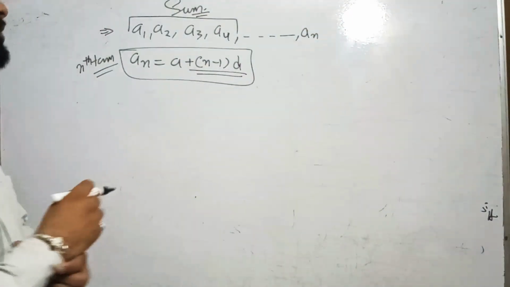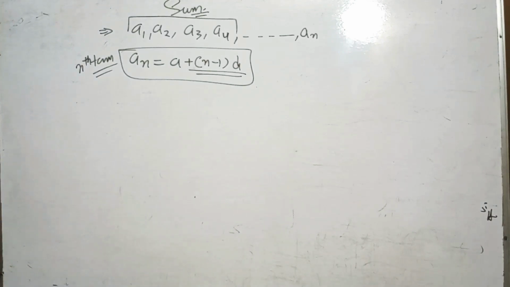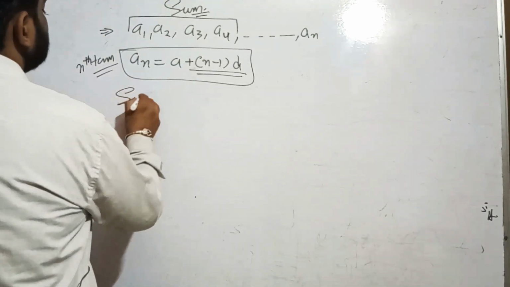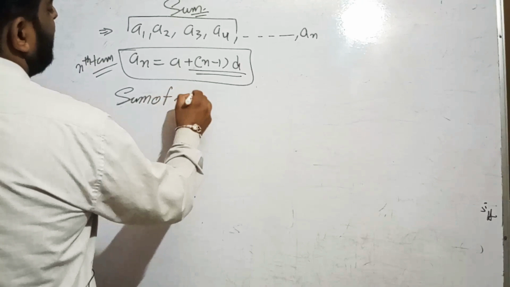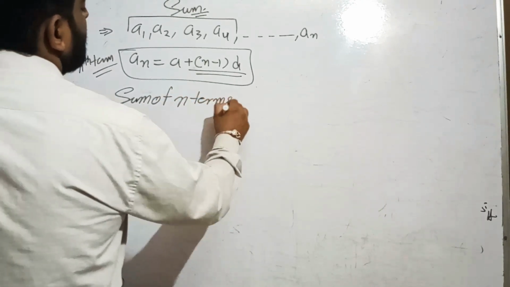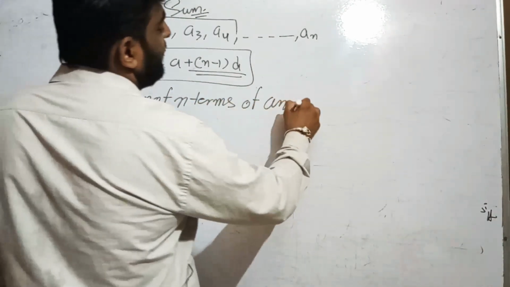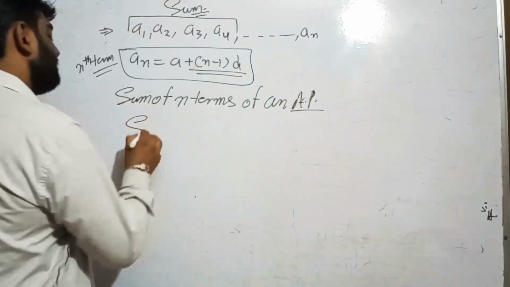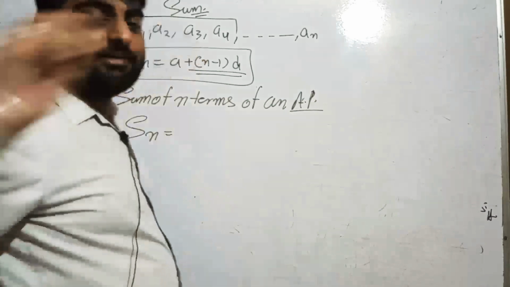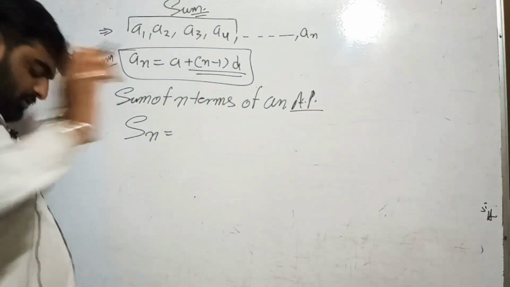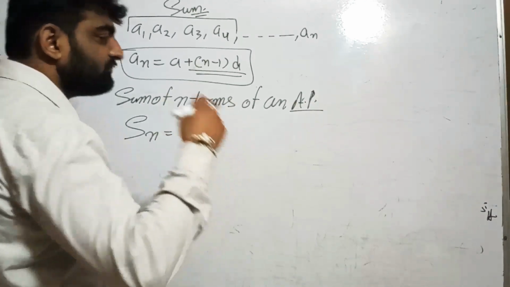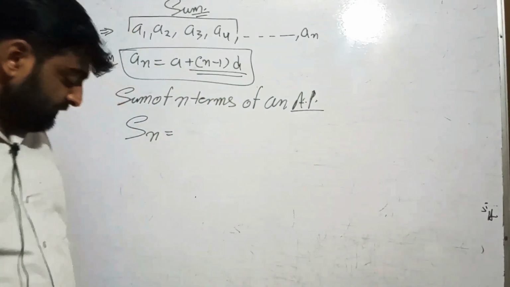So we are just going for the one new concept, that is the sum of an AP. The sum of n terms of an AP is given as Sn. Here Sn is given as the sum of n terms of an AP, and the formula is described over there.